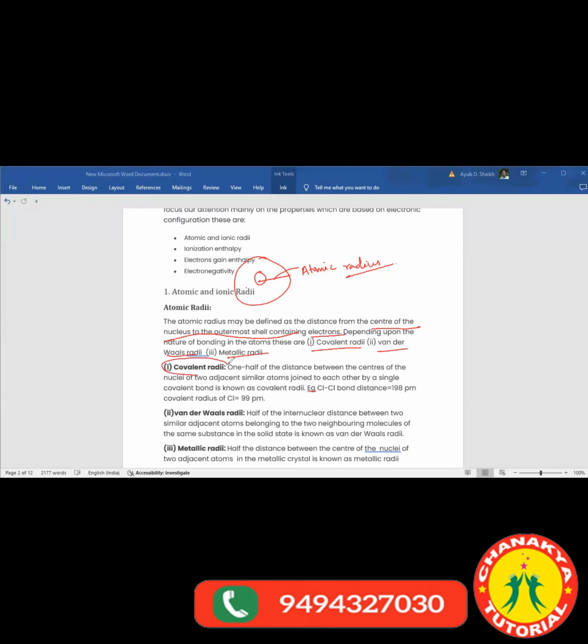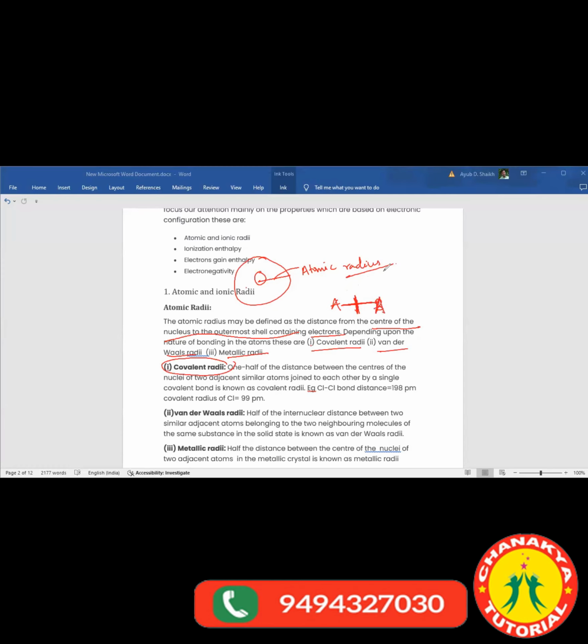So covalent radii means what? When any molecule is formed due to a covalent bond, suppose this is atom A, this is atom B. Both have shared a pair of electrons between them. So half of the distance between them is nothing but your covalent radii. Mostly we consider covalent radii for a similar atomic molecule, meaning both atoms would be the same.